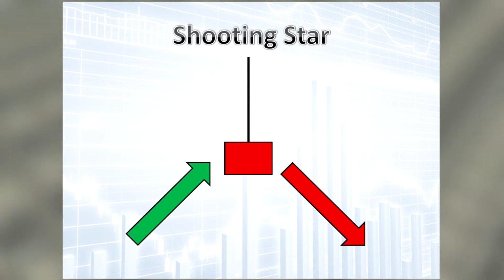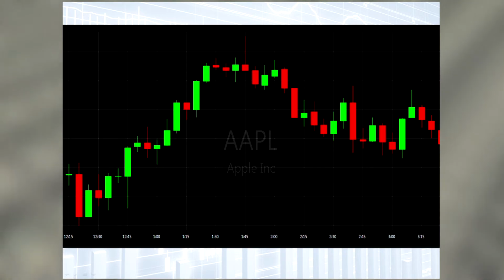On the other hand, if you were not in a position, you see the shooting star come up during an uptrend, this could be a good time for you to get into a short position and be bearish on the market. Just remember to wait for the confirmation to take place before you go into your short position. So let's look at some real-life examples.